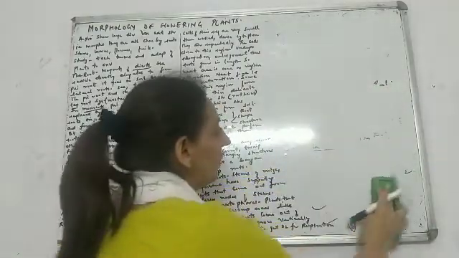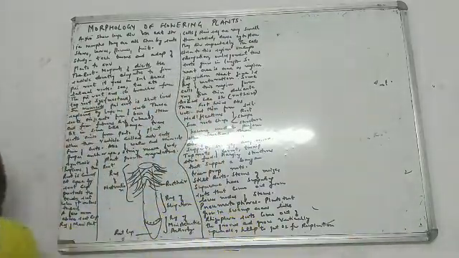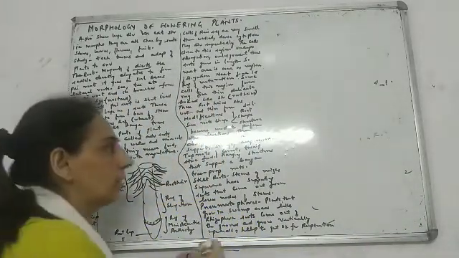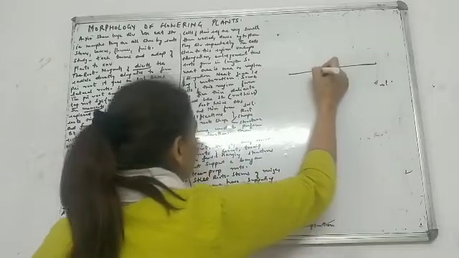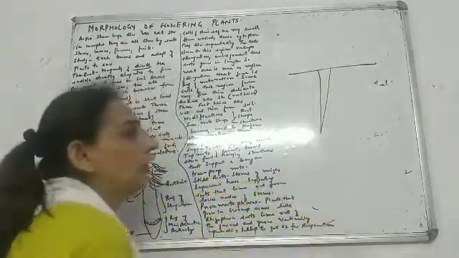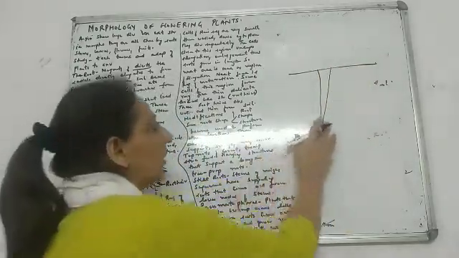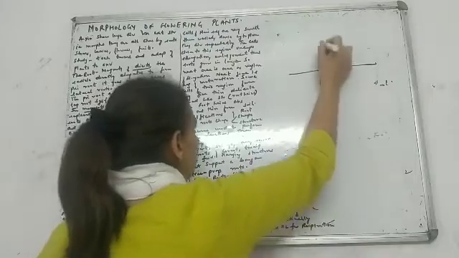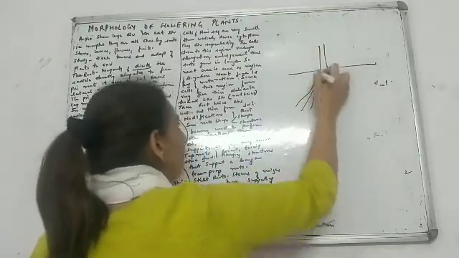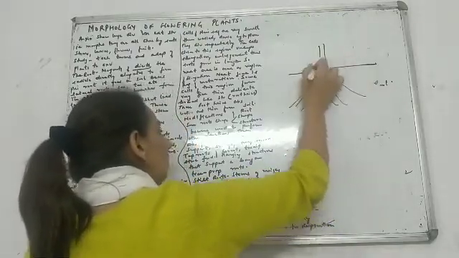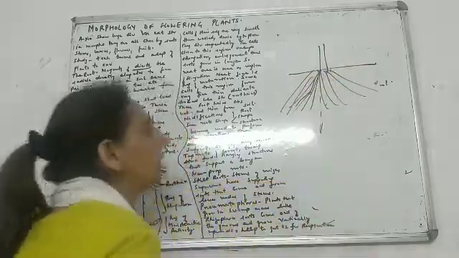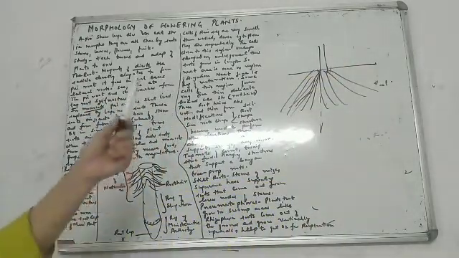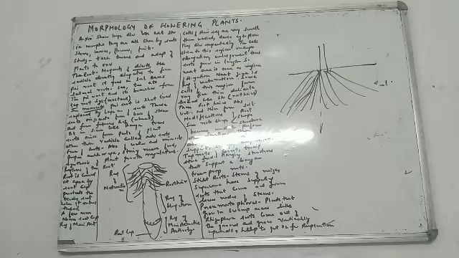See, in the fibrous root system, what is happening is the taproot is short-lived. This will disappear. Rather, what will happen? This is your stem. From this stem, you will have many roots coming out like this. See, so many of them. This kind of a structure is what we call a fibrous root system. What is it called? Fibrous root system.